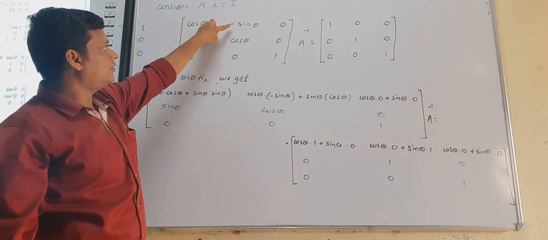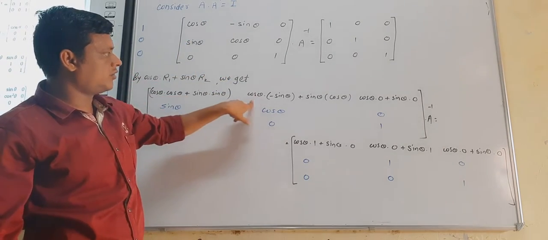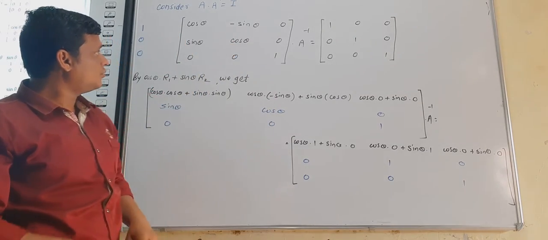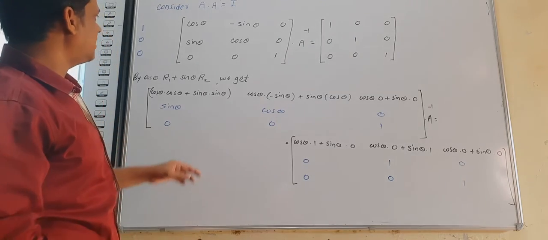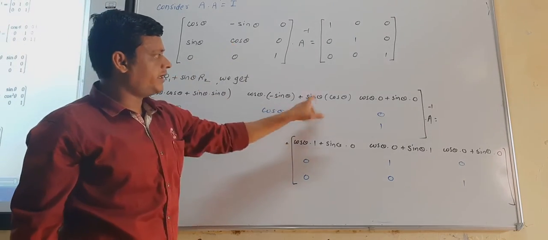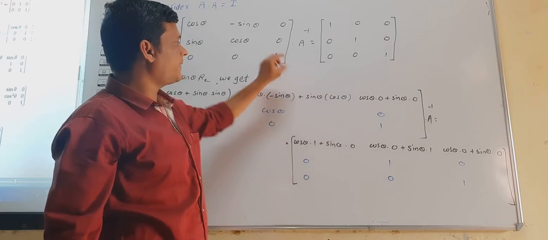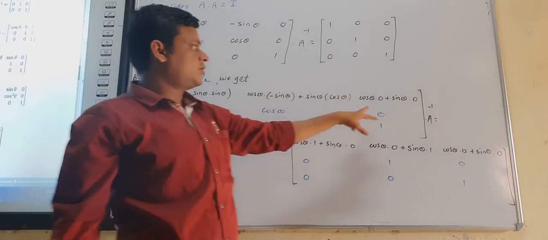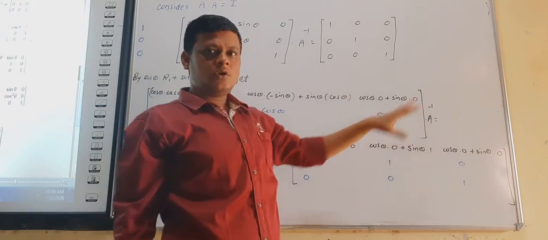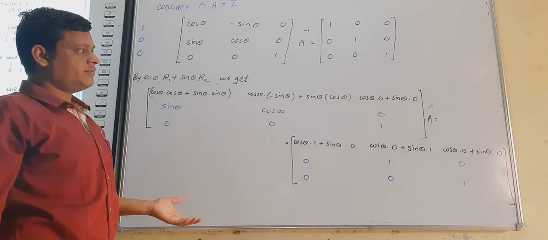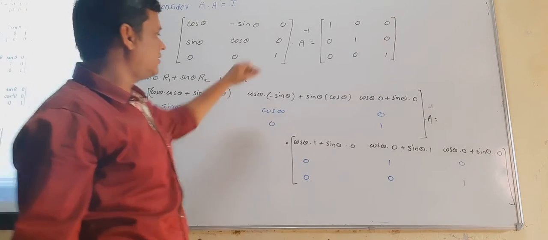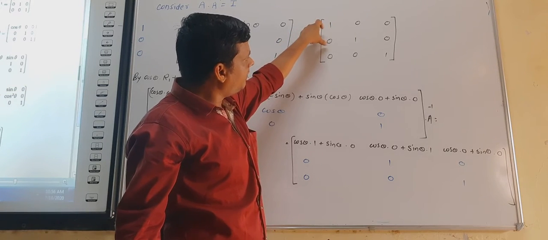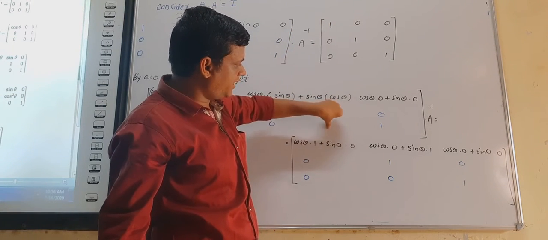Here again we multiply the first row by cos theta, that is cos theta into minus sin theta, second row by cos theta. So here we get cos theta into sin theta, sin theta into cos theta. For the third, here we multiply by cos theta, here we multiply by sin theta. So cos theta into 0 plus sin theta into 0. Same elementary transformation on RHS. So multiply this by cos theta, so we write cos theta into 1. Multiply this by sin theta, so we write sin theta into 0.